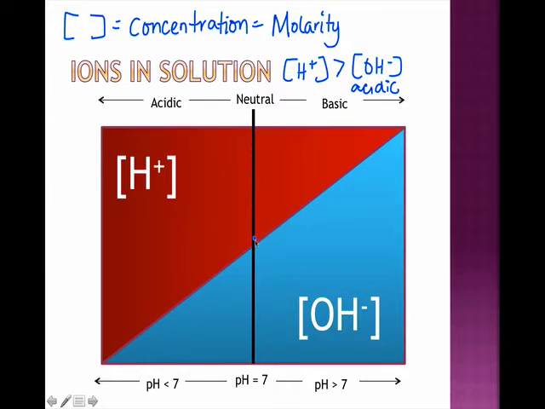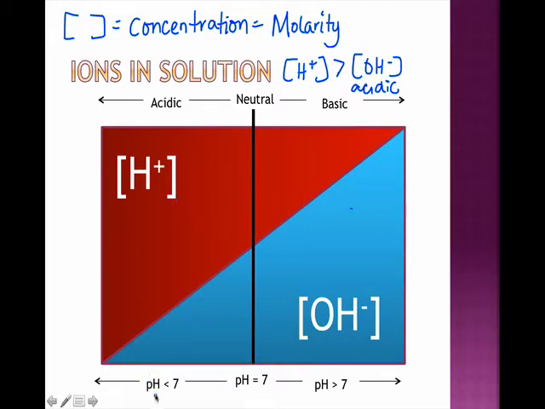If they are exactly the same, which is what is happening right on this black line that runs up the middle of the rectangle, then that tells us that we have a neutral solution because the H plus is equal to the OH minus. And then on the other side of this rectangle, we can see that the blue is more concentrated than the red. There's more blue than there is red. So since there's more hydroxide, this side would be basic. And that would be because the concentration of the hydroxide ions is greater than the concentration of the hydrogen ions.